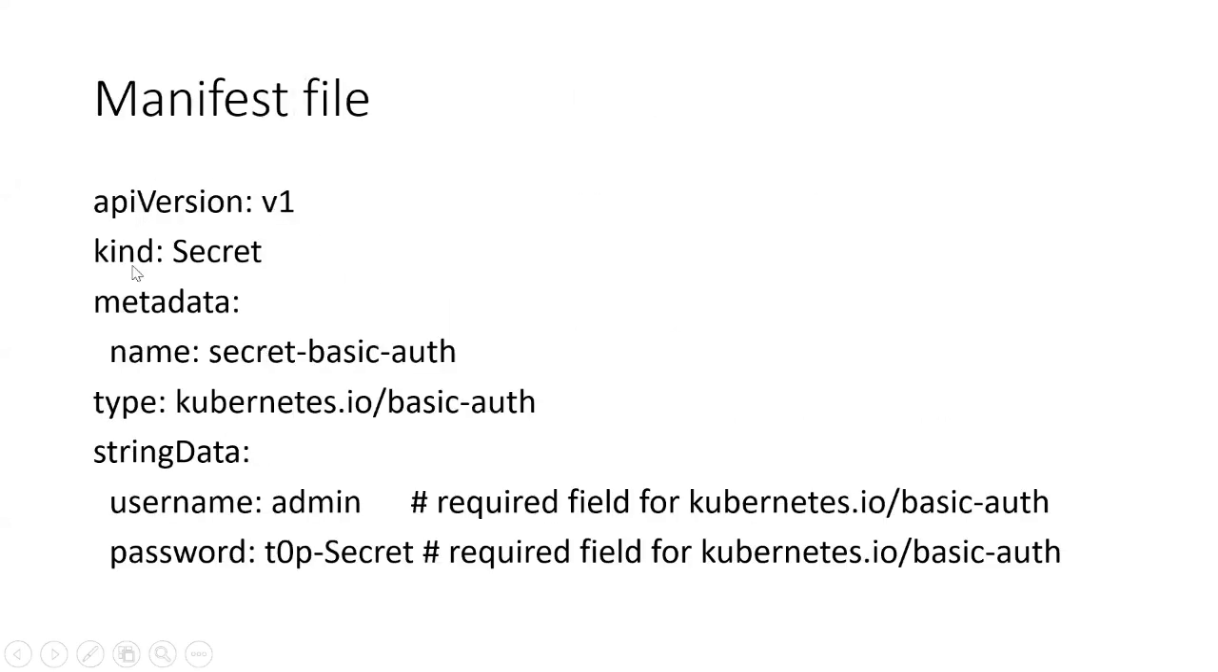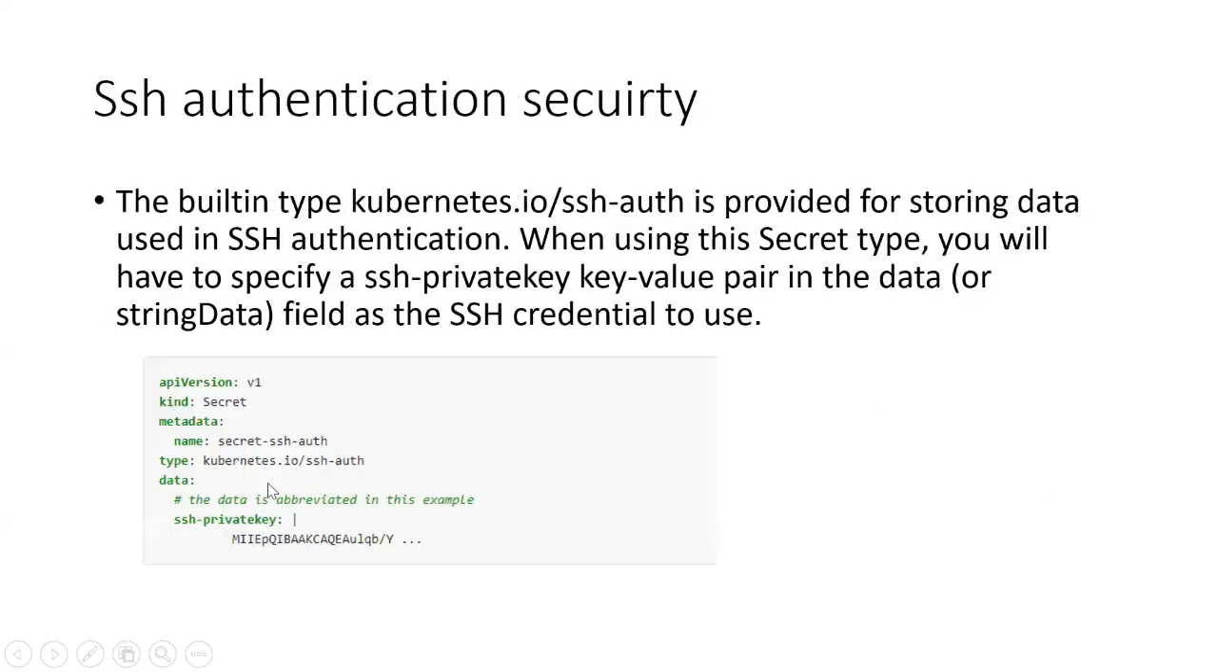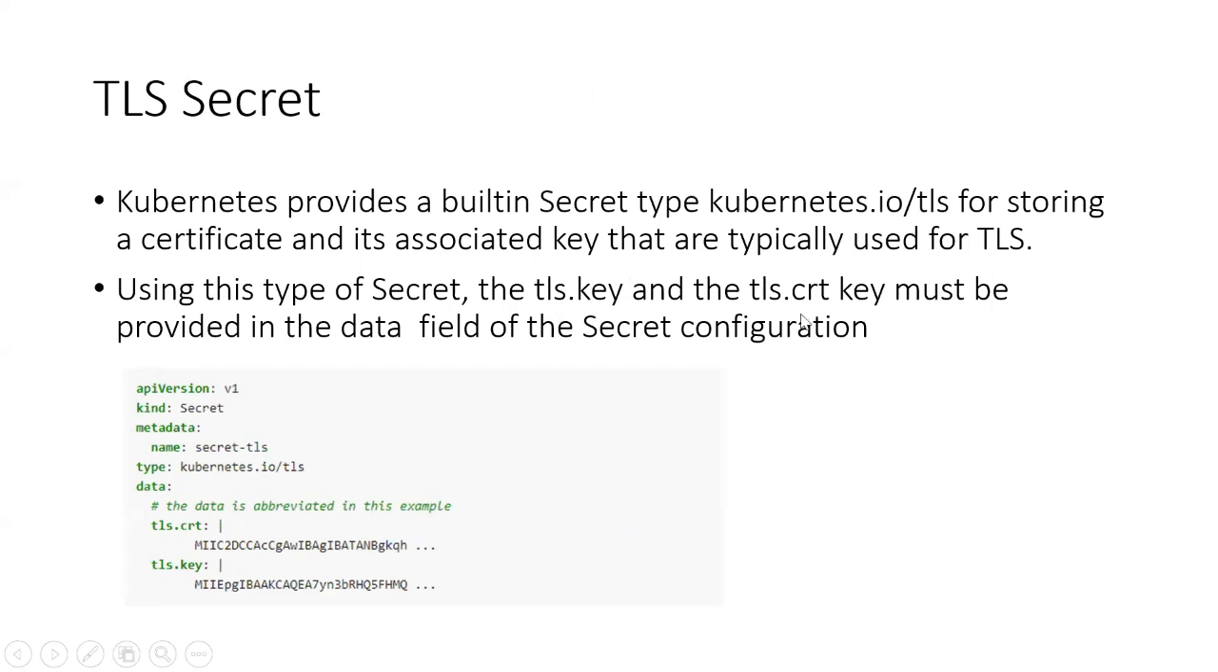This is a secret YAML file. You can see API version v1, kind is Secret, metadata, name of the secret, and this is the important section, the type. Type decides what is coming in the last section. Based on the type, the section will change. Currently, I am using basic auth. The username and password come under string data. But if the type is kubernetes.io SSH auth, you can see the section changes. Now it is looking for an SSH private key. If the type is TLS, then the key and cert fields will come in.